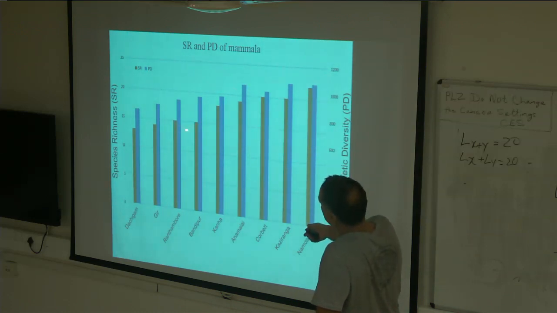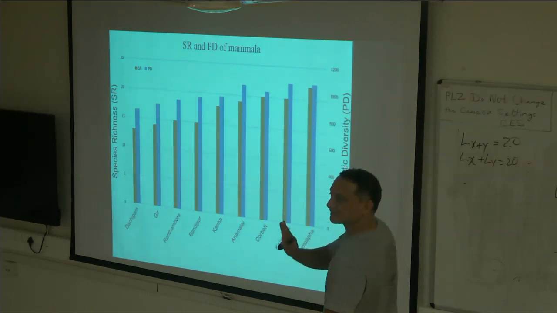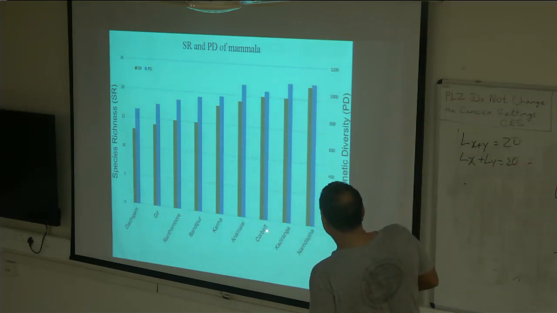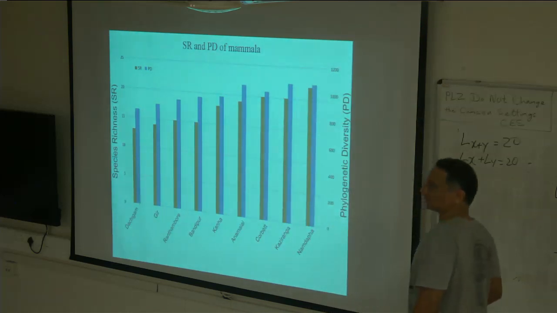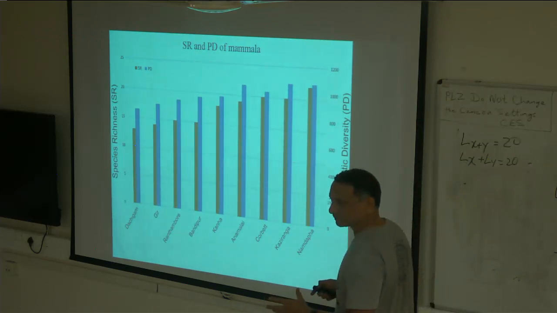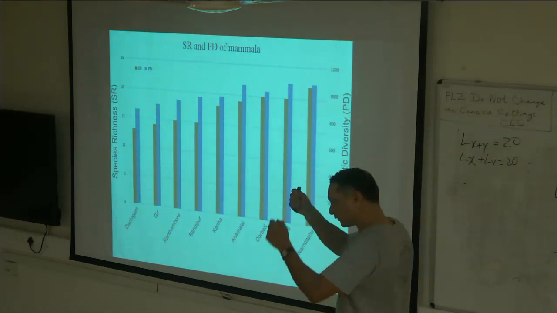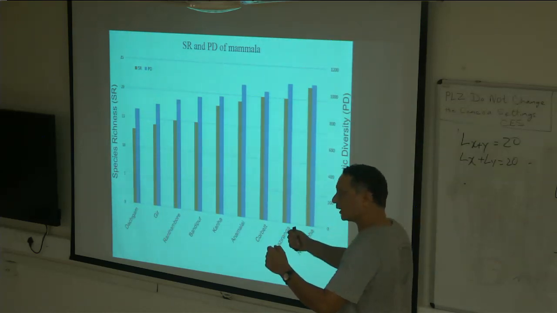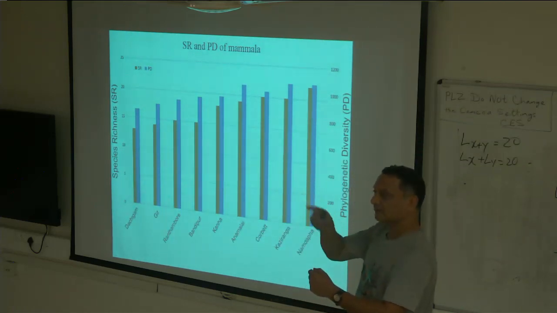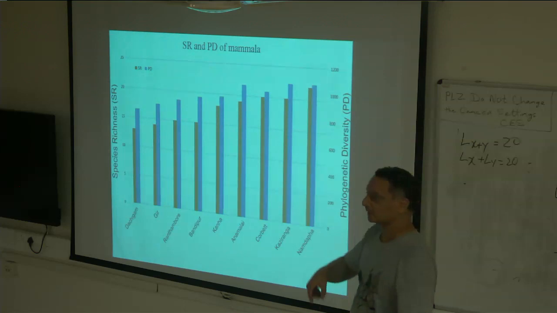Look at this. These two sanctuaries have the same species richness, but one of them has a higher PD. Also in Corbett and Kaziranga, and Kaziranga has more. Yeah. So you are seeing all kinds of combinations. Same species richness, different PD. One area has lower species richness but higher PD than the other area, right?